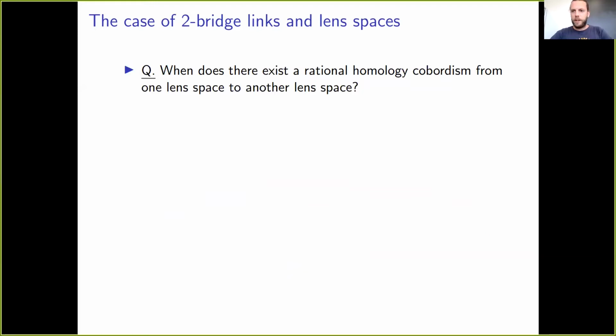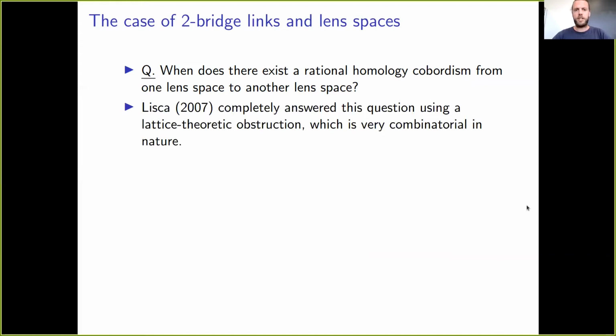Restricting ourselves to this case, the initial question becomes: if we want to obstruct two-bridge links from being concordant, passing to the double branched cover of a concordance, the question then becomes, how can we obstruct or determine when there exists a rational homology cobordism from one lens space to another? This question actually was completely resolved by Lisca in 2007. In this first part of the talk, I'm not going to get into his methods, but I'm just going to say for now that he used a lattice-theoretic obstruction.